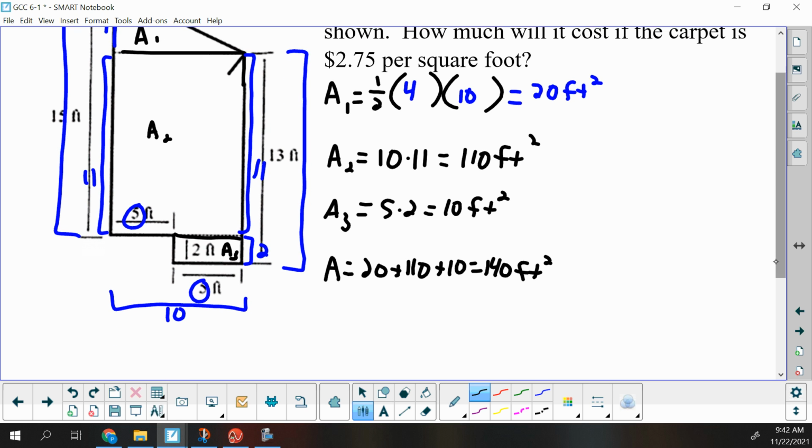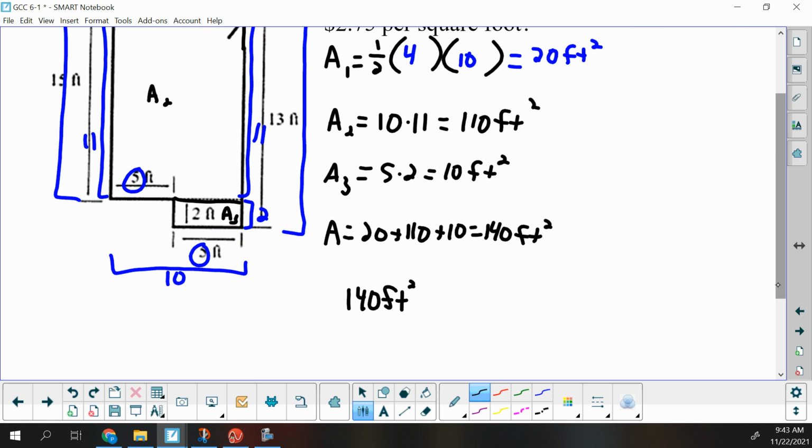Well, we want to find out how much the cost is, and it's $2.75 per square foot. So what we're going to do is we're going to start with the 140 feet squared. And we're going to do this in a way that we will use later in the unit on another day. So this kind of leads us into that. We know that it is $2.75 per foot squared. Now, if it's per foot squared, that really means it's per 1 foot squared. And the word per means you're doing division.